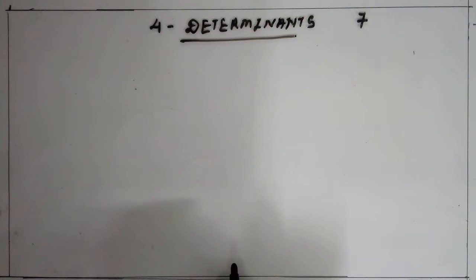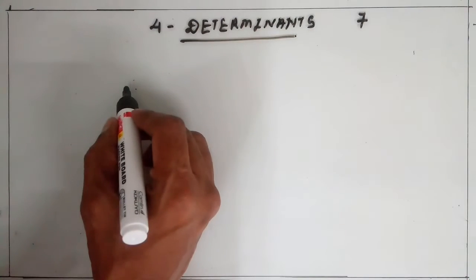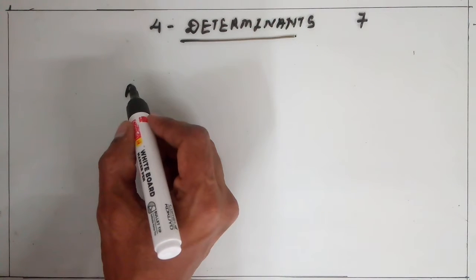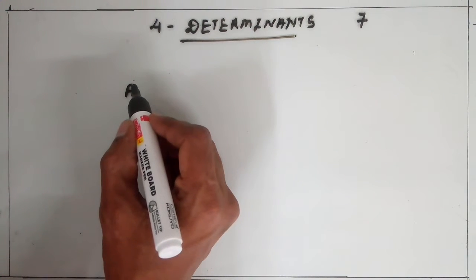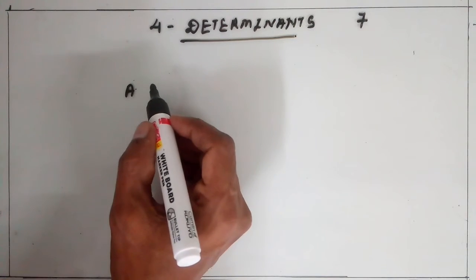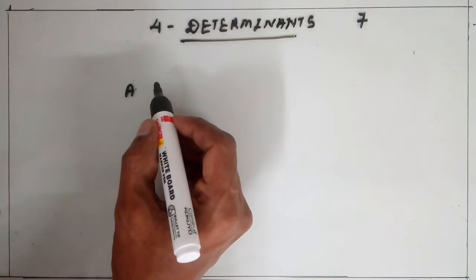Friends, we know about matrices. For a square matrix, a number associated with this square matrix is called the determinant. The number may be real or complex.